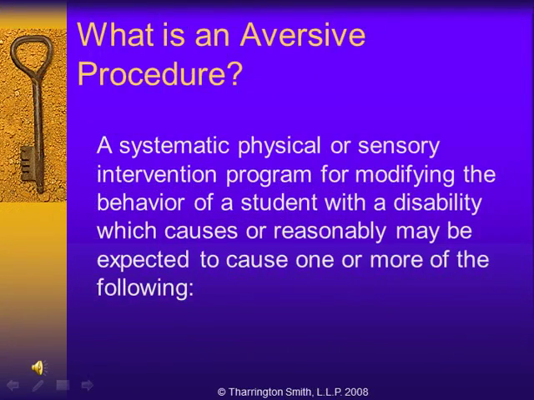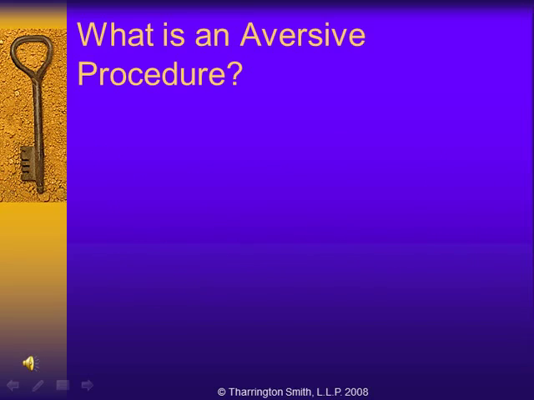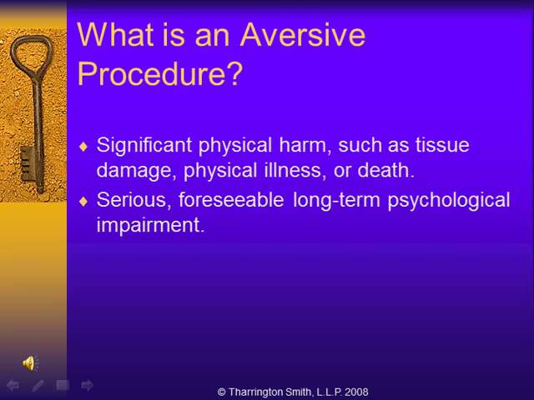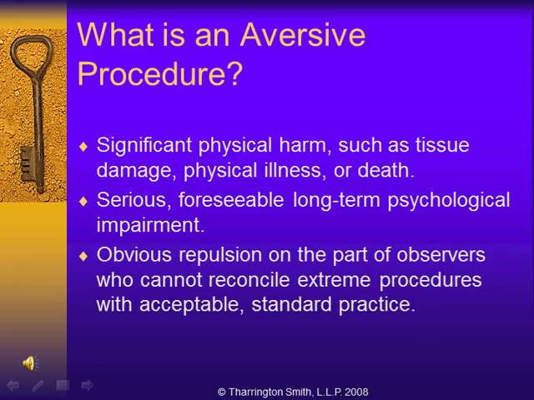So what is an aversive procedure? An aversive procedure is a systematic physical or sensory intervention program for modifying the behavior of a student with a disability, which causes or can reasonably be expected to cause one or more of the following. Significant physical harm, such as tissue damage, physical illness, or death. Serious, foreseeable long-term psychological impairment. Or obvious repulsion on the part of observers who cannot reconcile the extreme procedures with standard acceptable practice. In other words, when we talk about aversive procedures, we are talking about techniques that are shocking or could cause real physical or psychological damage to a child.